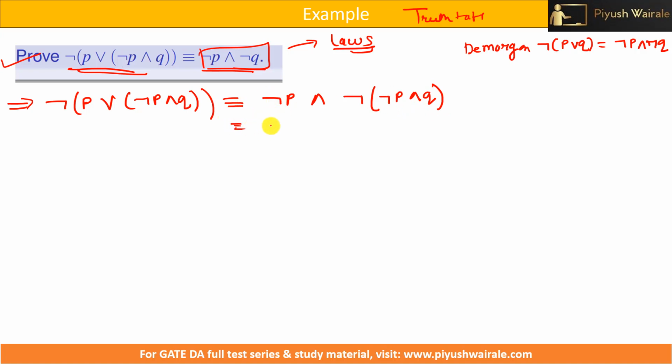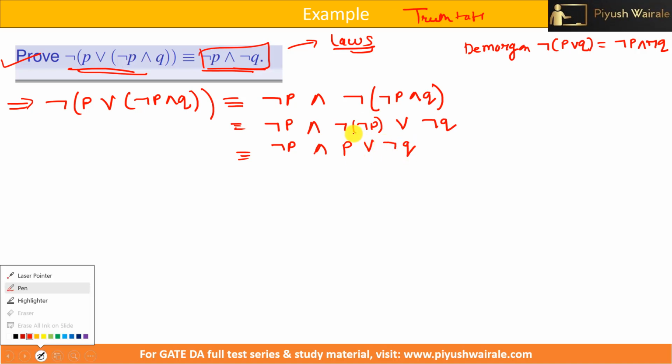Now this is the negation of P as it is. Again, can I apply De Morgan's law here? Yes, of course. That is negation of P, and instead of and it will be or negation of Q, right? So negation of negation of P will be P itself. So the negation of P and negation of P, that is equal to P or negation of Q, right? And this is a bracket here.